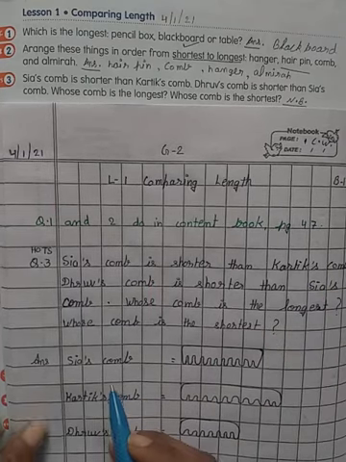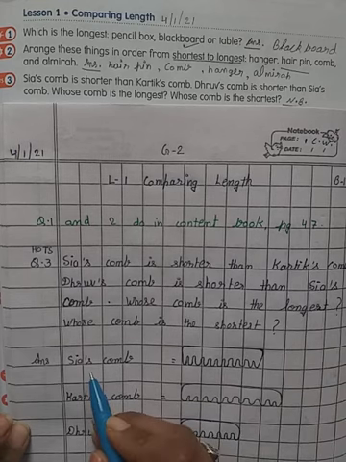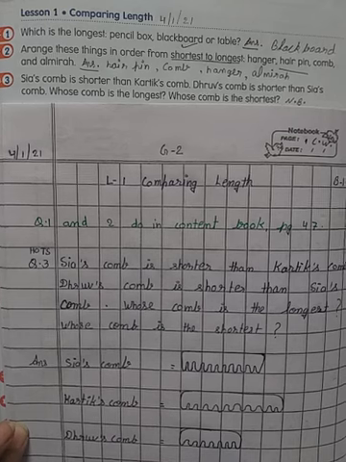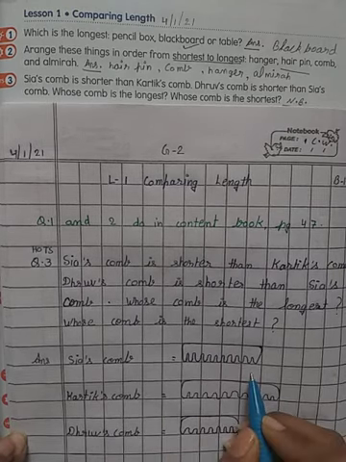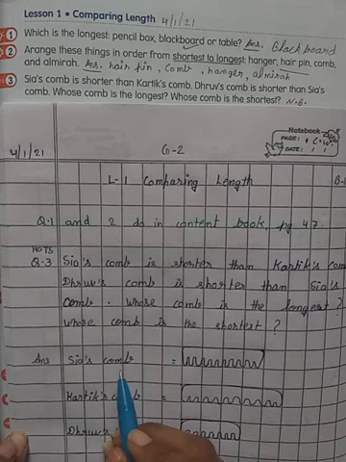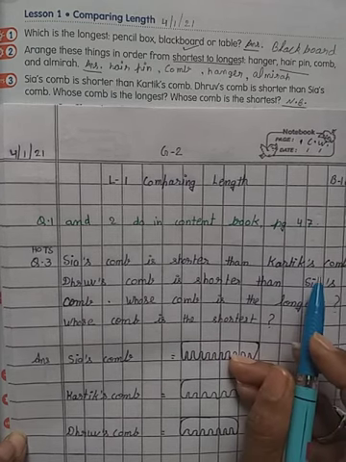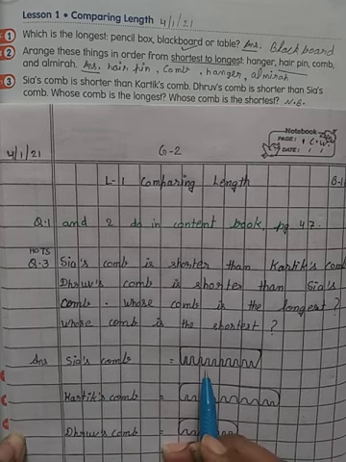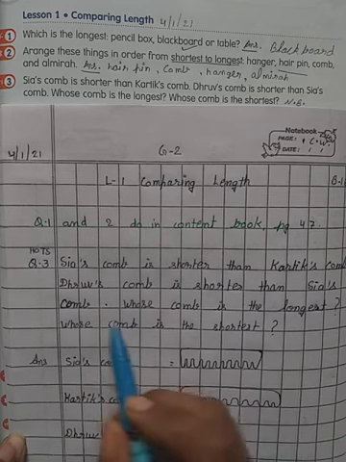So we will draw the shape of the combs. Sia's comb is shorter than Karthik's comb, so we will draw Karthik's comb longer than Sia's. We will draw two combs. First is Sia's comb, which is shorter, and Karthik's comb is longer. Okay, now come on, next.